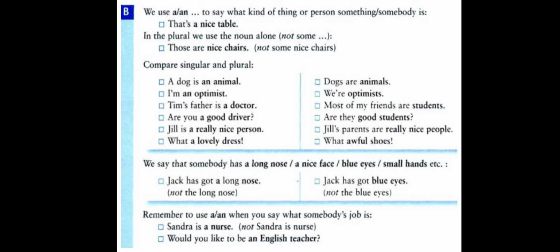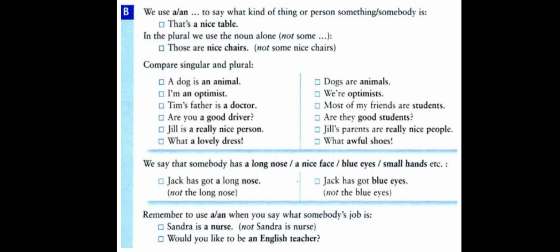Remember to use a or an when you say what somebody's job is. When you speak about the job, use the article a or an, as it is singular. Sandra is a nurse. You don't say Sandra is nurse. Say Sandra is a nurse. Here it is singular. One singular nurse.